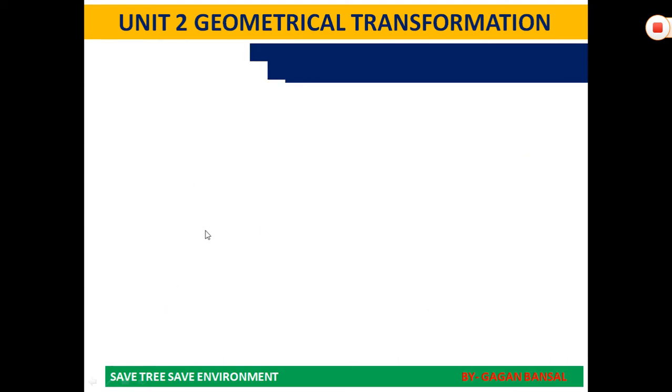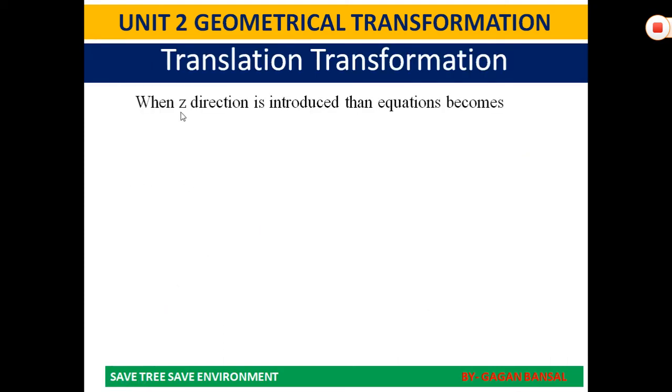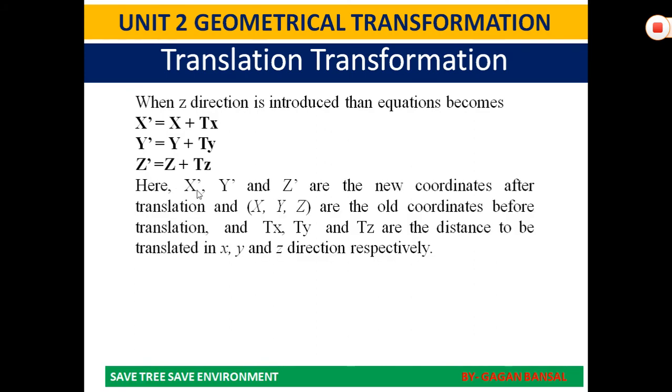Suppose the z direction is also included, then the equations become x dash equals x plus tx, y dash equals y plus ty, and z dash equals z plus tz. Here x dash y dash z dash are the new coordinates after translation, and x y z are the old coordinates before translation, and tx ty tz are the distances moved in the x, y and z directions respectively.